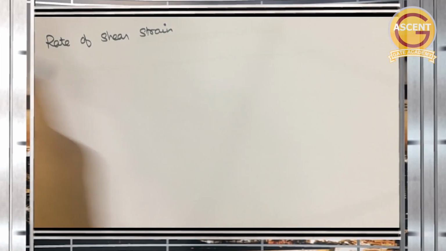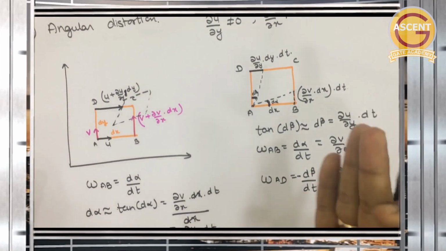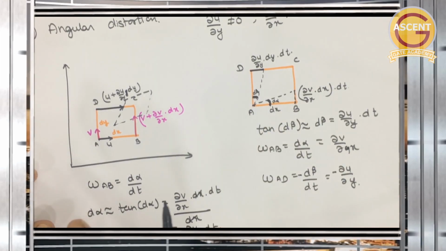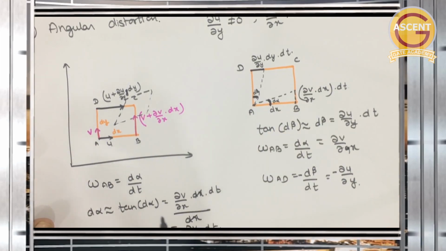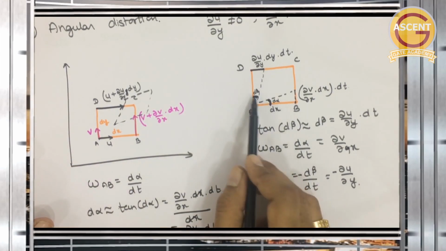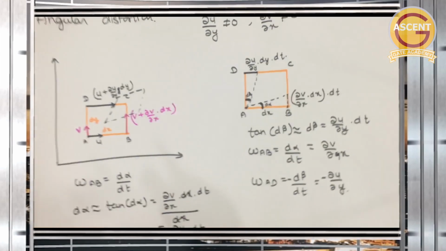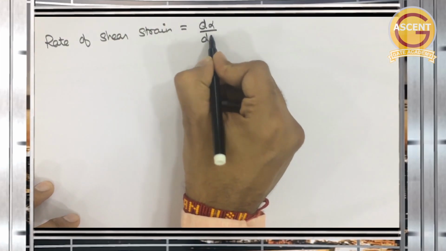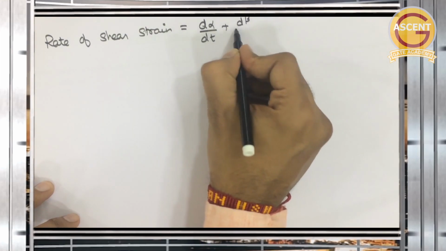Okay, so in this case, what will be the rate of shear strain? What will be the shear strain? Total shear strain will be equal to d alpha plus d beta. And when I say plus, I mean we have to add the magnitude of d alpha and d beta. The negative sign will not be considered. So this will be the total strain. Total rate of shear strain will be equal to d alpha by dt plus d beta by dt.